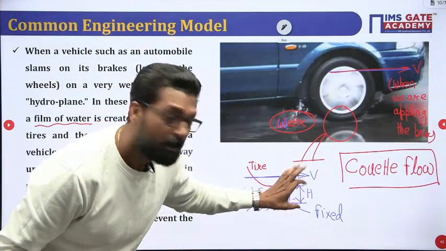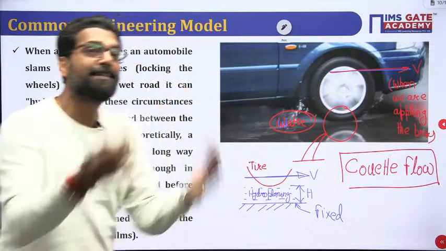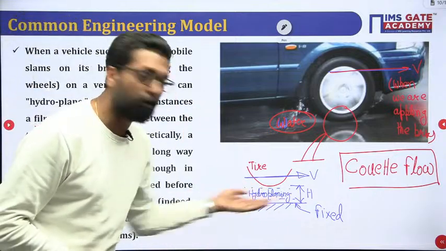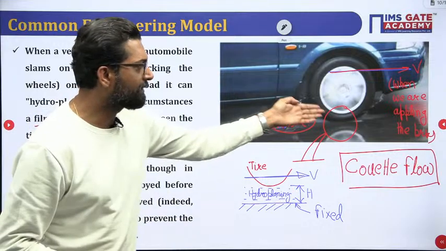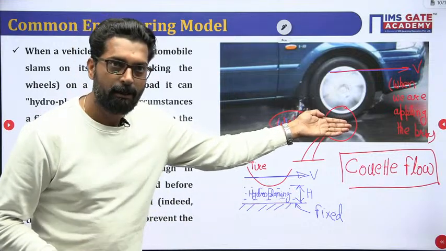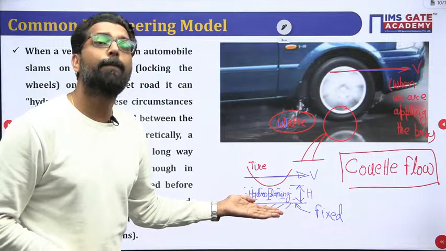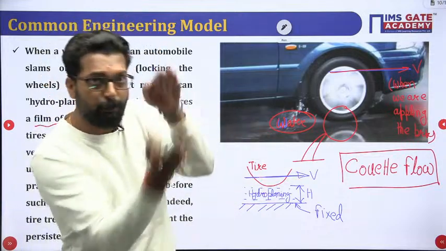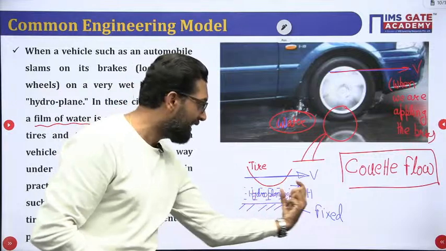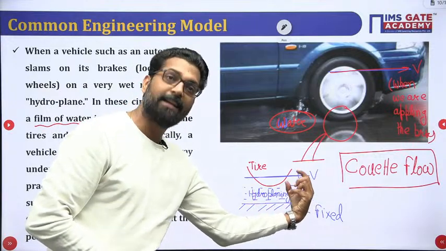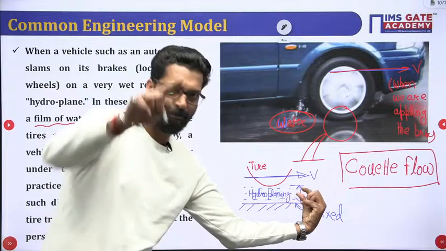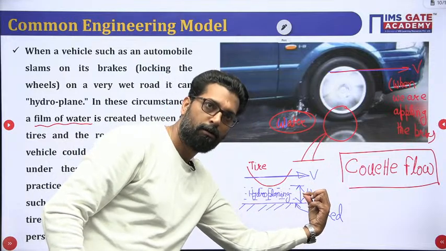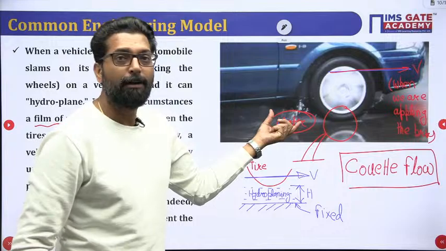But in hydroplaning, this h distance is the gap. So this gap, it is not fixed: the higher the viscosity, the higher the hydroplaning. Let's suppose there is oil. So viscosity is high. That means there is a thick fluid. If there is a thick fluid, viscosity is high, so the h distance is high. If there is a thin fluid, the h distance is low. So whether h is high or low will depend upon the viscosity.